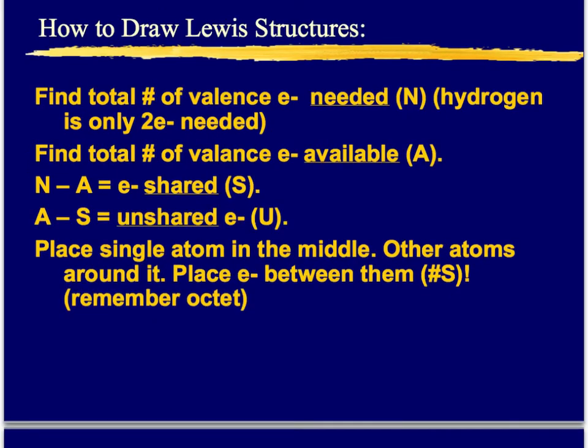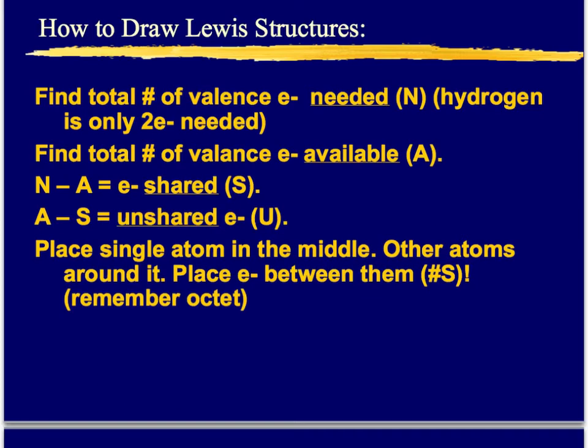So now we're going to discuss a strategy for how we can draw Lewis dot structures of compounds. And the strategy we're going to use is something called NASU. We start off by finding the total number of valence electrons that are needed. Most of the time atoms require 8, if you refer to the octet rule, but hydrogen only requires 2 because it only has that 1 energy level to fill. The next thing we need to know is how many are available. So we count up the number of valence electrons each atom brings.